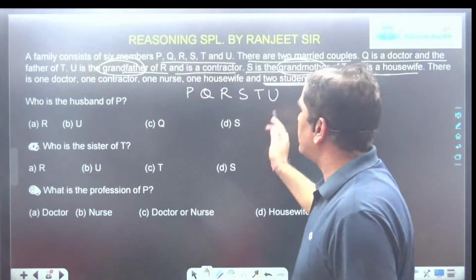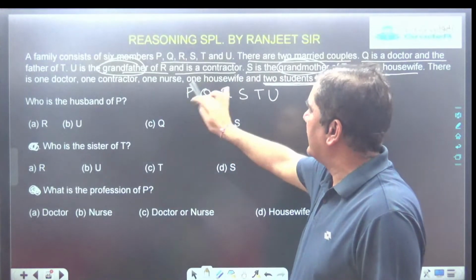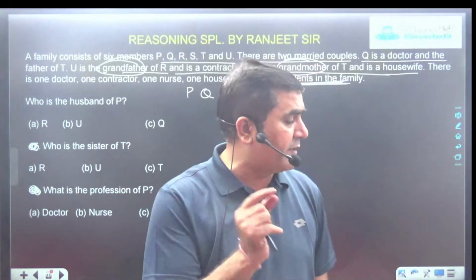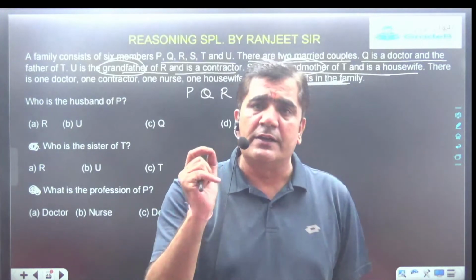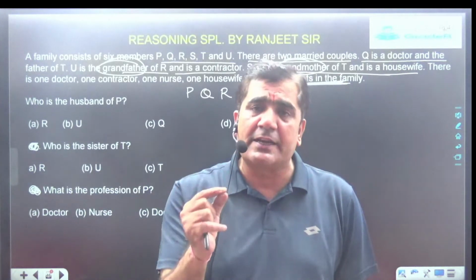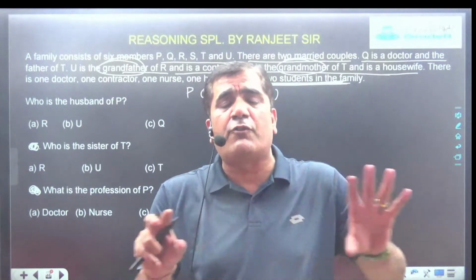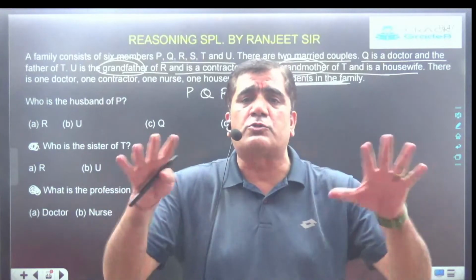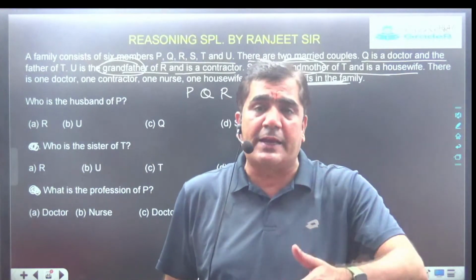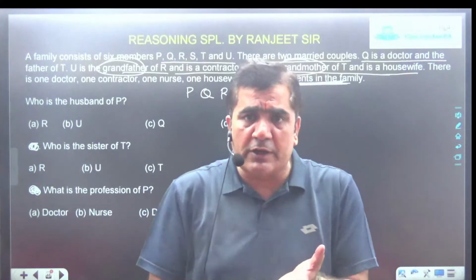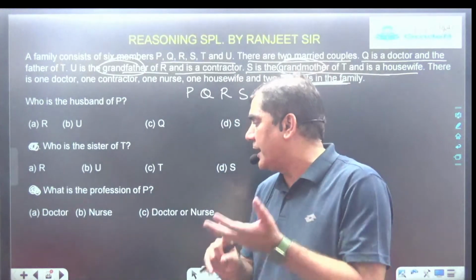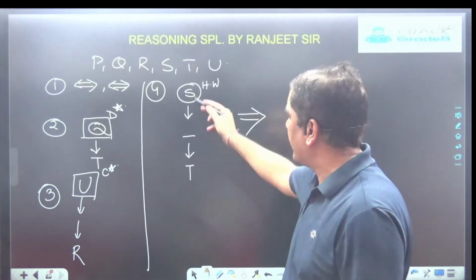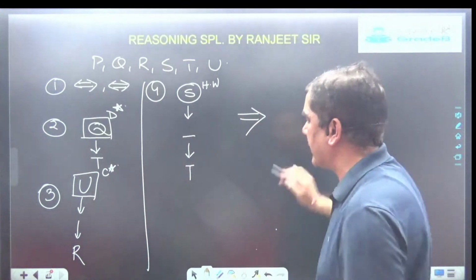Now they have given there is one doctor, one contractor, one nurse, one housewife and 2 students in the family. See, students always come in the last generation, and the last generation will never form any married couple in the family. In this topic we can't assume the students to be forming any married couple. We always assume students must be bachelor or unmarried. So next one I can say, now let's combine all of them together. 3 generations, let's combine them together. So let's start with the third one.